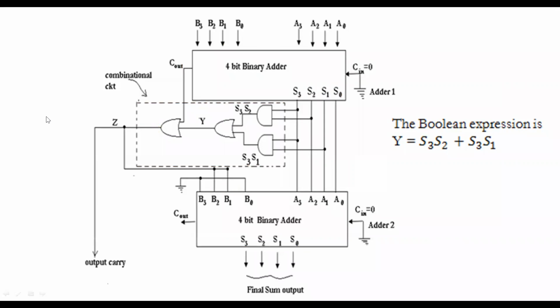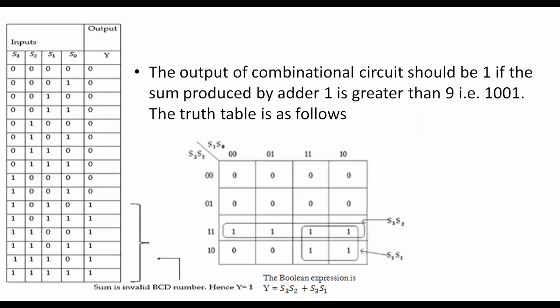What is the final conclusion? For a BCD addition, if the sum is greater than 9 or if we are generating a carry, we need to add a correction circuit. How did I derive the correction circuit? We took the K-map of the conditions where the sum is greater than 9. We have designed the correction circuit, that is y equals S3 S2 plus S3 S1. This is the correction circuit.